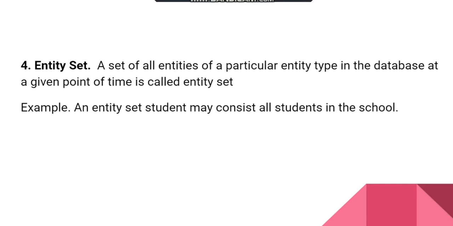So entity set: a set of all entities of a particular entity type in a database at a given point in time is called an entity set. For example, an entity set student may consist of all students in the school, just like an entity class. So the entity class contains data about the students, and the entity set is the people present in the school. The students present in the school will be grouped under the student entity, so we call them an entity set.